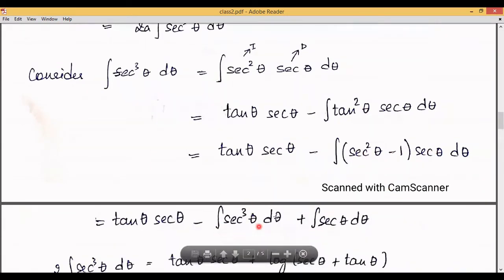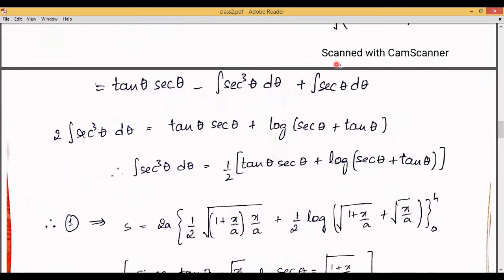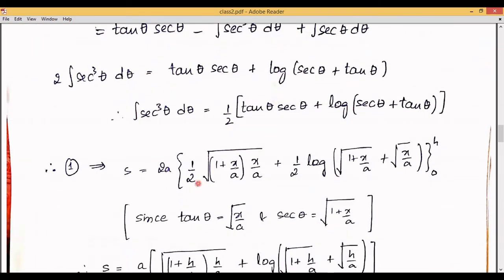Okay. I will transfer this minus integral secant cube theta d theta to the left hand side. So that becomes 2 times integral secant cube theta d theta, which is equal to tan theta secant theta plus integral of secant theta d theta, which is log of secant theta plus tan theta. So integral secant cube theta d theta is equal to half of tan theta secant theta plus log of secant theta plus tan theta.